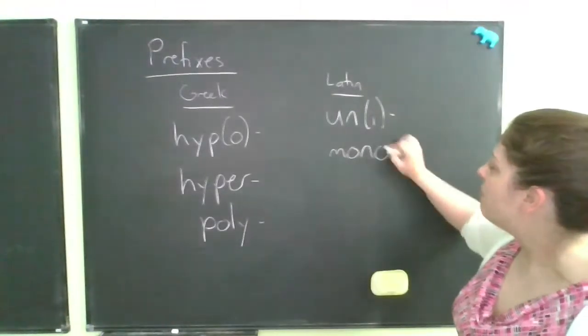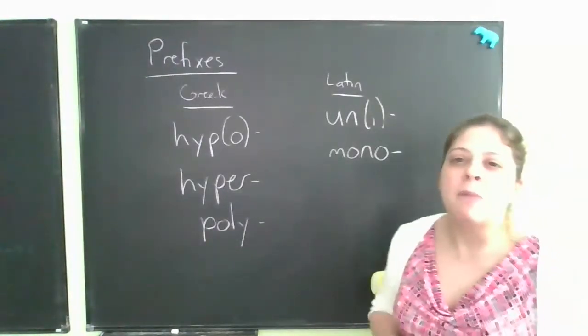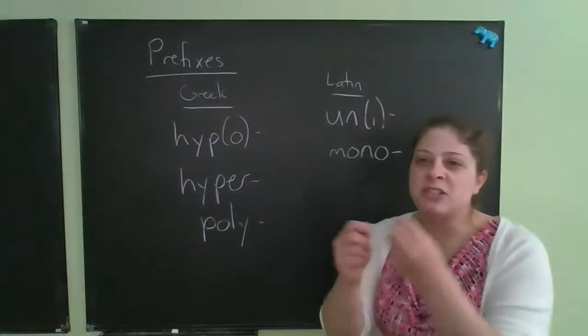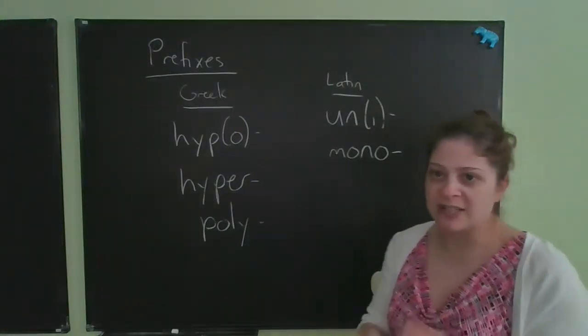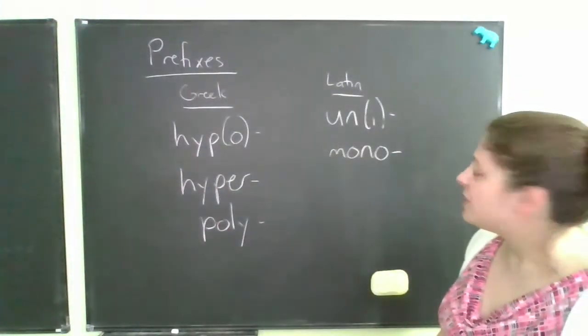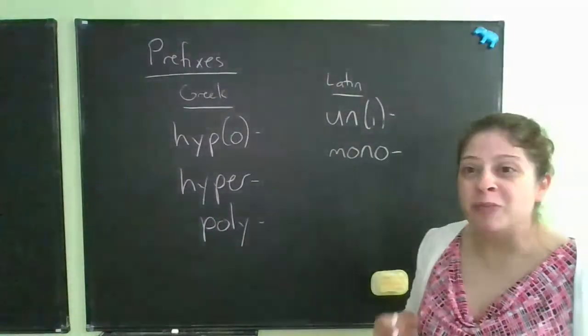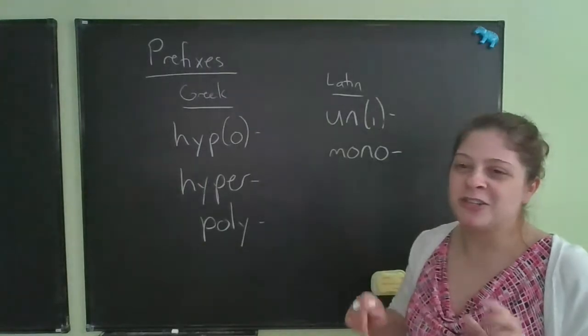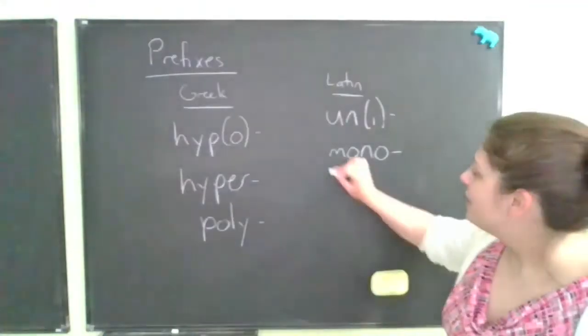Similar to uni is mono, right? Mono means only. It's very similar. They're used almost interchangeably. It has that sense of one, but technically it means only. So a monotheist, for instance, only believes in one God. He or she has only one God.